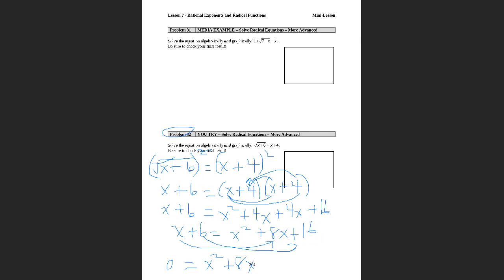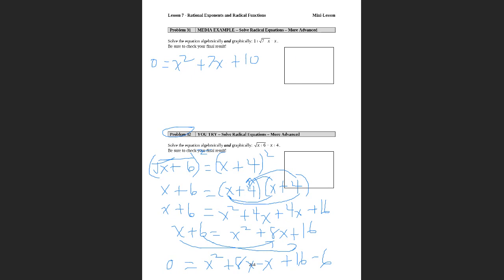I'm grouping like terms. x moves across, it becomes -x, right? Plus 16 is already there. 6 moves across, it becomes -6. So if you think about it, I have my 0, I'm doing it up here. I've got my x squared. Now 8x minus x gives me positive 7x. 16 minus 6 gives me positive 10. Now I've got a quadratic. I've got to solve it.